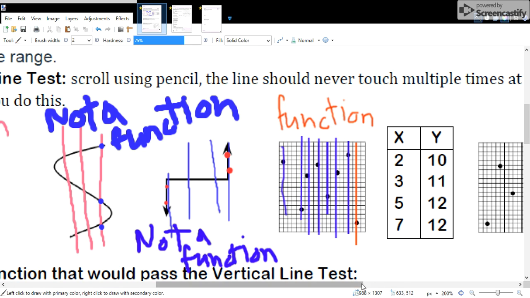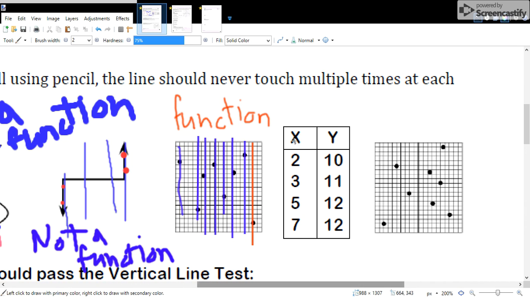Now if we look at the table, we have x equals 2, 3, 5, and 7. To determine if a relation is a function or not, we don't even have to look at the y's. As long as the x does not repeat, it is a function. X does not have the same number twice, so this is a function.